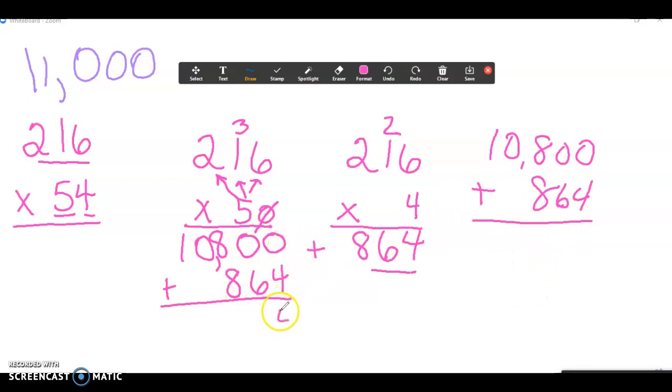So 0 plus 4 is 4, 0 plus 6 is 6, and 8 plus 8 is 16. And then that gives me 11, so I have 11,664. We always stop and evaluate whether that makes sense or not. So we're looking to see, does this sound reasonable? Is 11,664 close to 11,000?